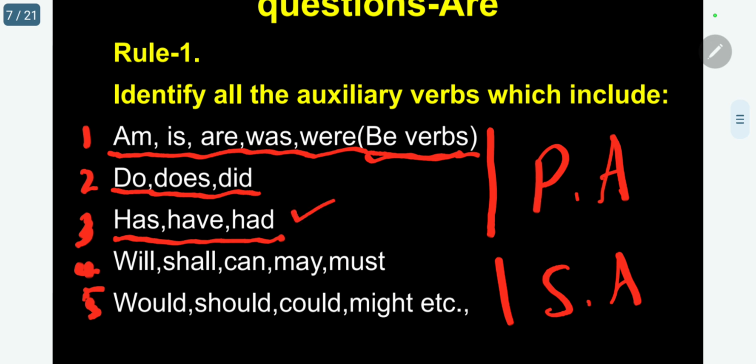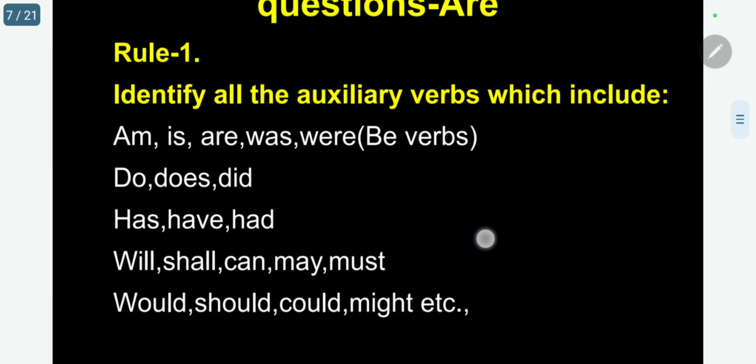These primary auxiliary verbs can act as the main verb as well as the helping verb. That is, they come as main as well as helping verb. Whereas the fourth and fifth types are: will, shall, can, may, must, which is the fourth type, and would, should, could, might, which is the fifth type. These are called secondary auxiliary verbs. Please memorize this.